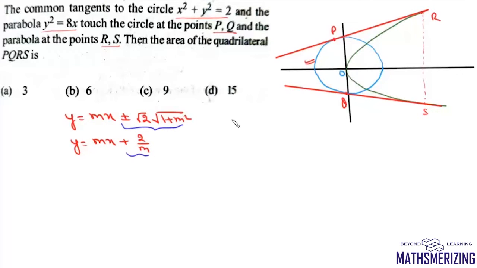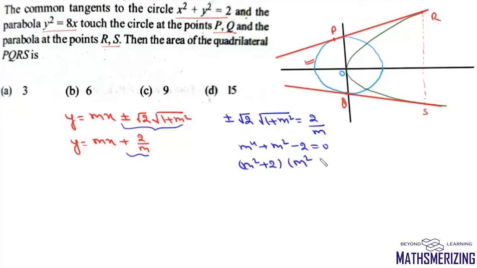So we'll compare the constant term. We'll write plus minus root 2 into under root of 1 plus m square, and it should be equal to 2 upon m. So we'll square. We can write it as m to the power 4 plus m square minus 2 equals 0. So we'll get m square plus 2 into m square minus 1 equals 0. So value of m here should be plus or minus 1. So equation of tangent will be y equals x plus 2 and y equals minus x minus 2.